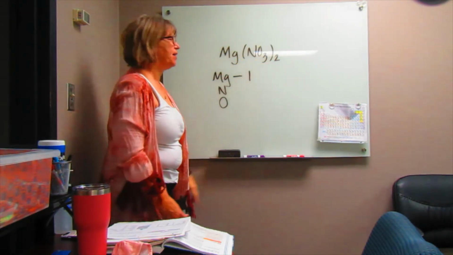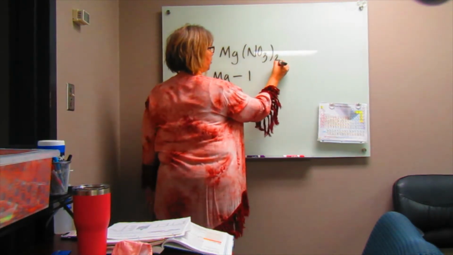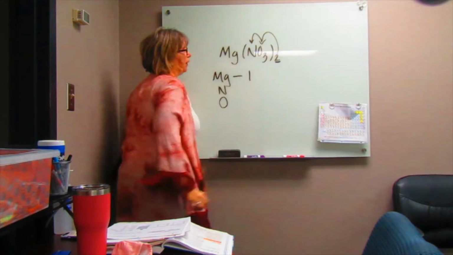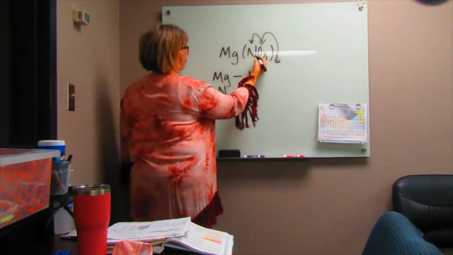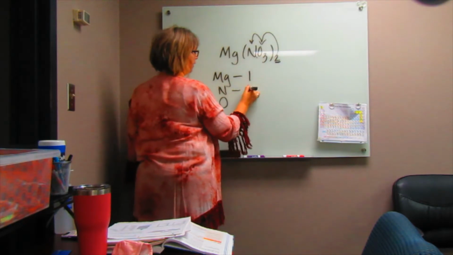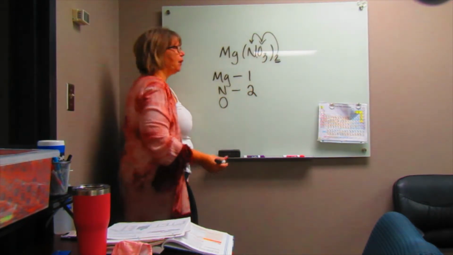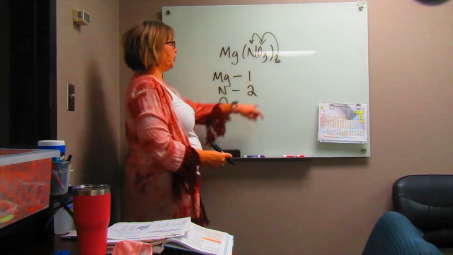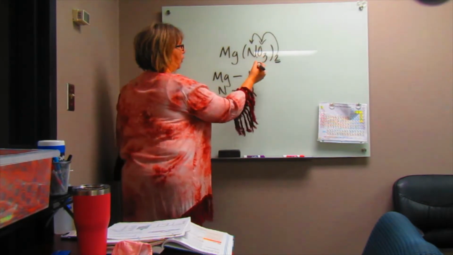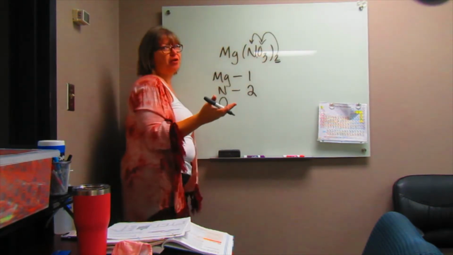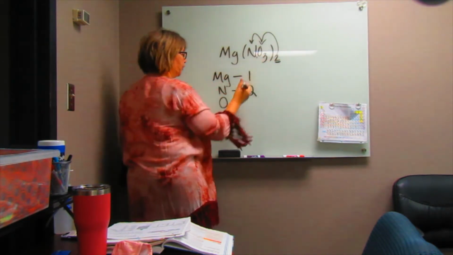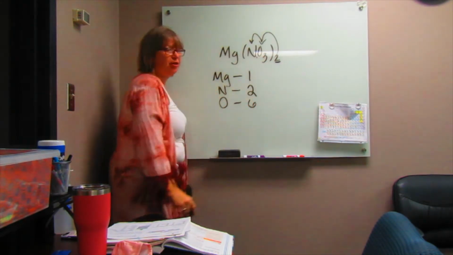This is in parentheses. So what that means is this subscript right here goes with every element inside the parentheses, right? So you have an implied subscript of 1 on this nitrogen. So 2 times 1 is 2. Okay? Same thing with the oxygen. So this subscript goes, like I said, with everything in the parentheses. So you might look at this and think, oh, well, I've got 3 oxygens. Well, you don't. You have 6, because you're going to multiply the 2 times the 3, and it's going to give you 6 oxygen atoms.